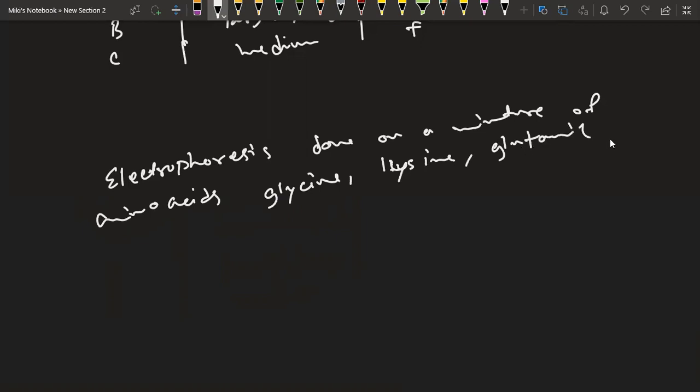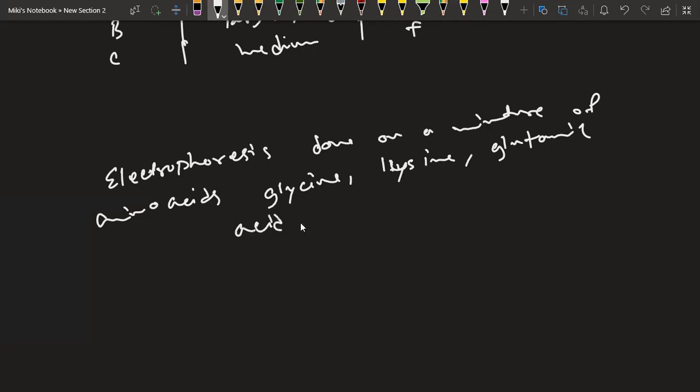Do we have a structure for glutamic acid? Just a second, let me see. Did we study glutamic acid? No, we didn't. We studied aspartic acid, but they have given us glutamic acid. So the structure of glutamic acid will be given. Just a minute, I will give the structure.